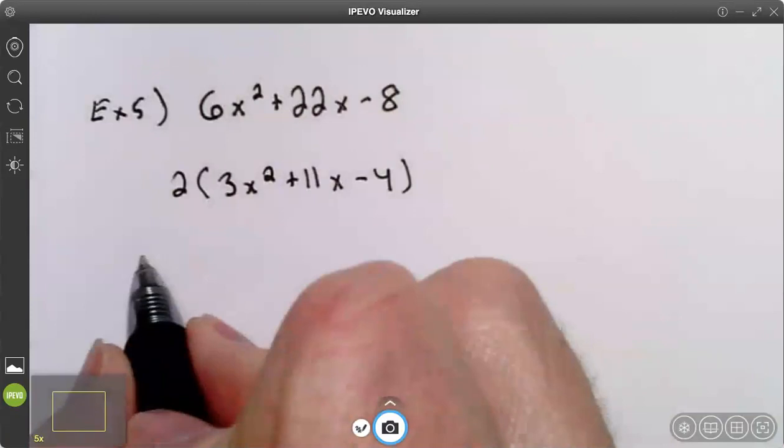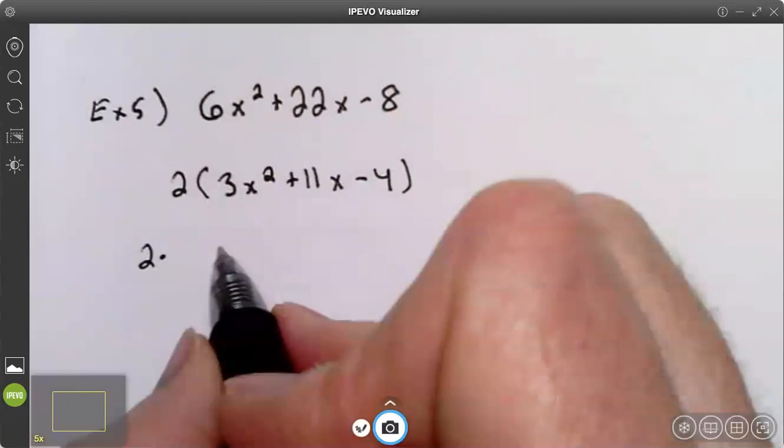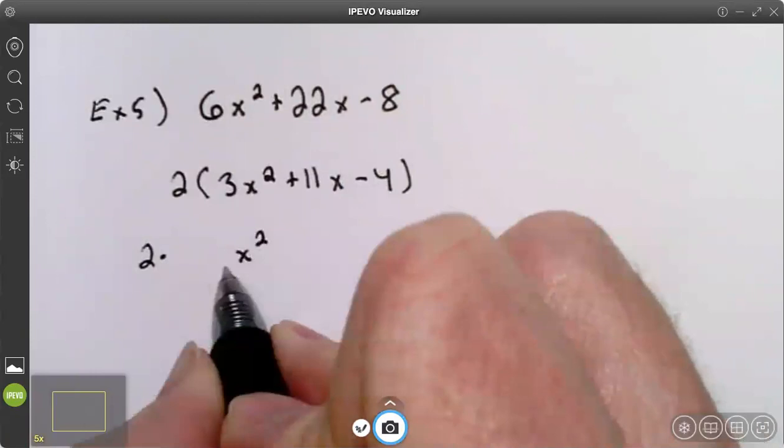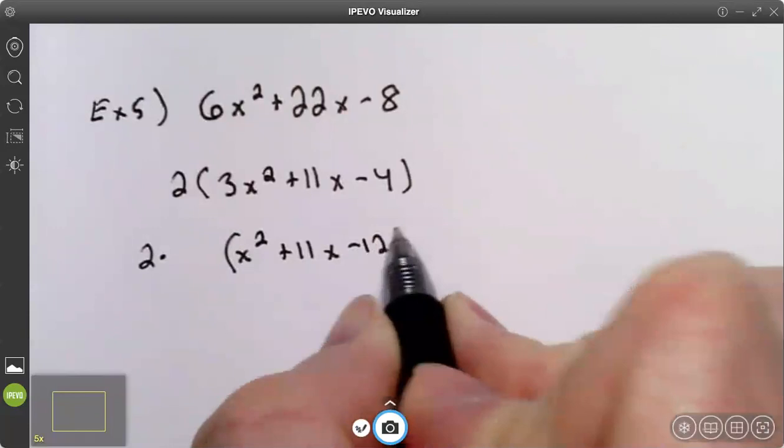I'm going to let this 2 hang out. I'm going to factor this trinomial by swinging and dividing. So I'm going to swing the 3 over. It's going to leave me with x squared plus 11x. 3 times negative 4 is negative 12.